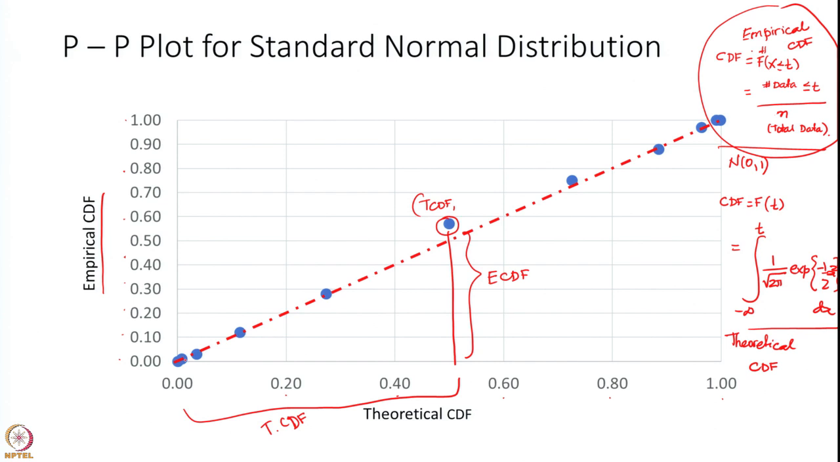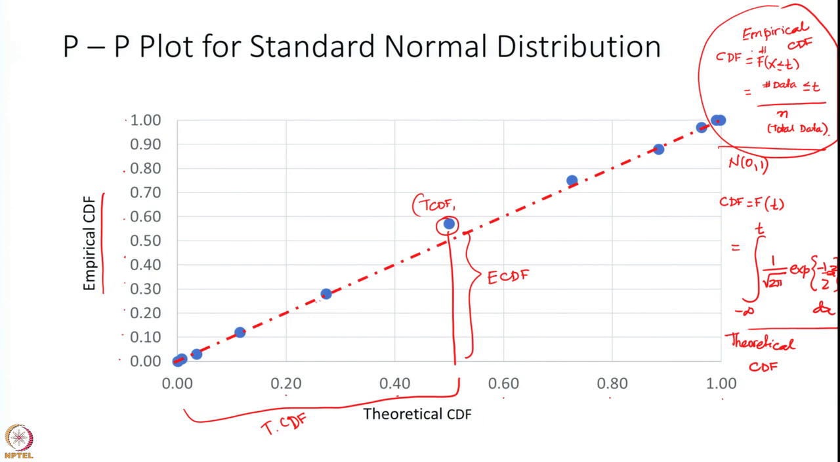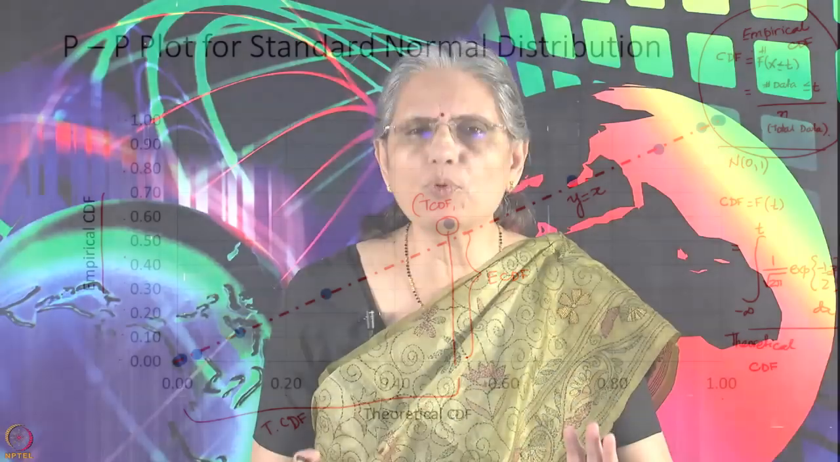And now, what we say is that if your assumed distribution is the correct distribution for the data, that is, your data truly comes from the standard normal distribution, which in this case we know because we have generated it randomly, then it should fall approximately on the y equals x line. You can see that these points are falling on it, and therefore it confirms graphically that the data points seem to be coming from the standard normal distribution.